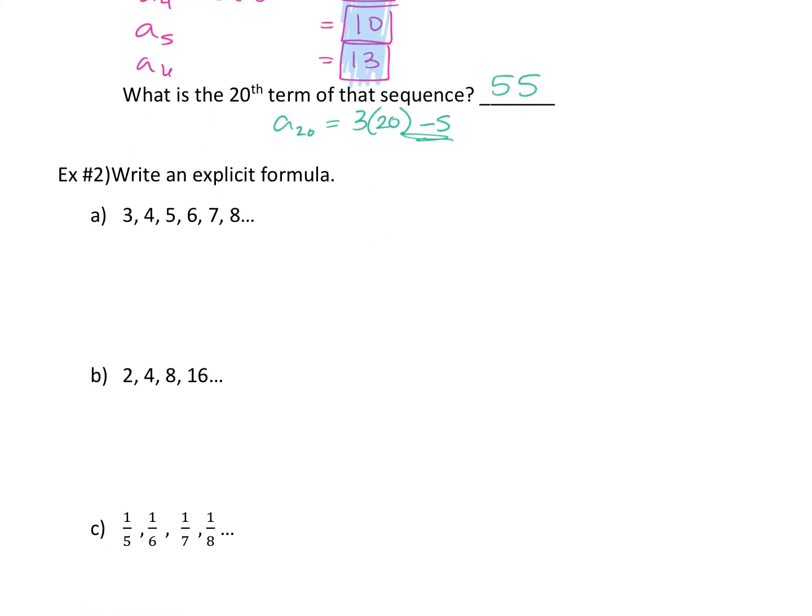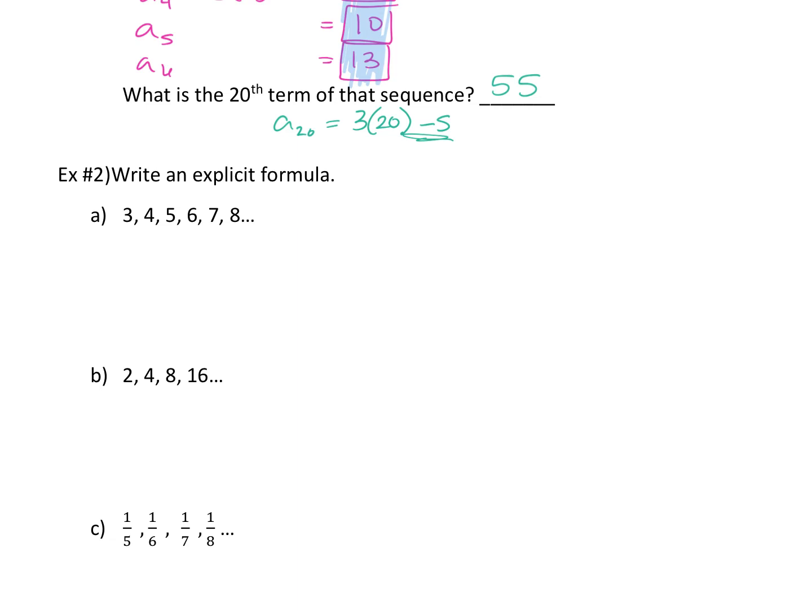Okay. Example 2. These are the ones that I feel like people struggle with the most, because they can be a little difficult to come up with. You have to figure out what's going on. Some of them are very simple. Other ones, not as simple. So don't get frustrated with them. Try different things. Try exponents, try adding, try subtracting, try division. There's a little bit of trial and error to it. There's also some methods that I will give you.